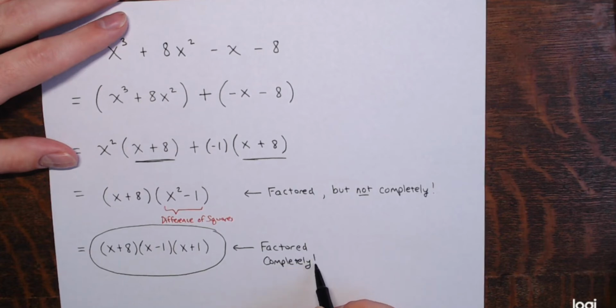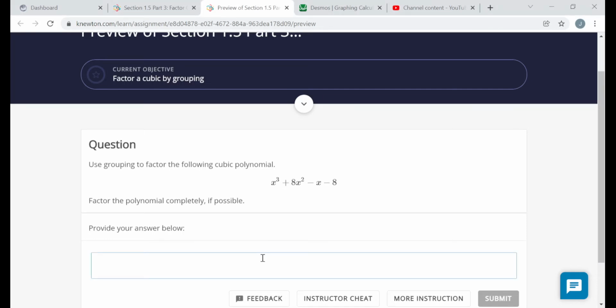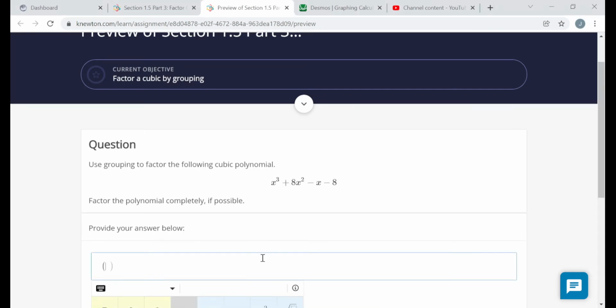And this is what I'm going to enter. It doesn't matter what order you enter the factors in. I can do x plus 8 times x minus 1 times x plus 1 like I have here, or x plus 1 times x plus 8 times x minus 1. It doesn't matter. When you're multiplying real numbers, it doesn't matter what order the factors come in. So back on the assignment page, that's what I shall enter. We had one factor of x plus 8 times another factor of x minus 1 times another factor of x plus 1.